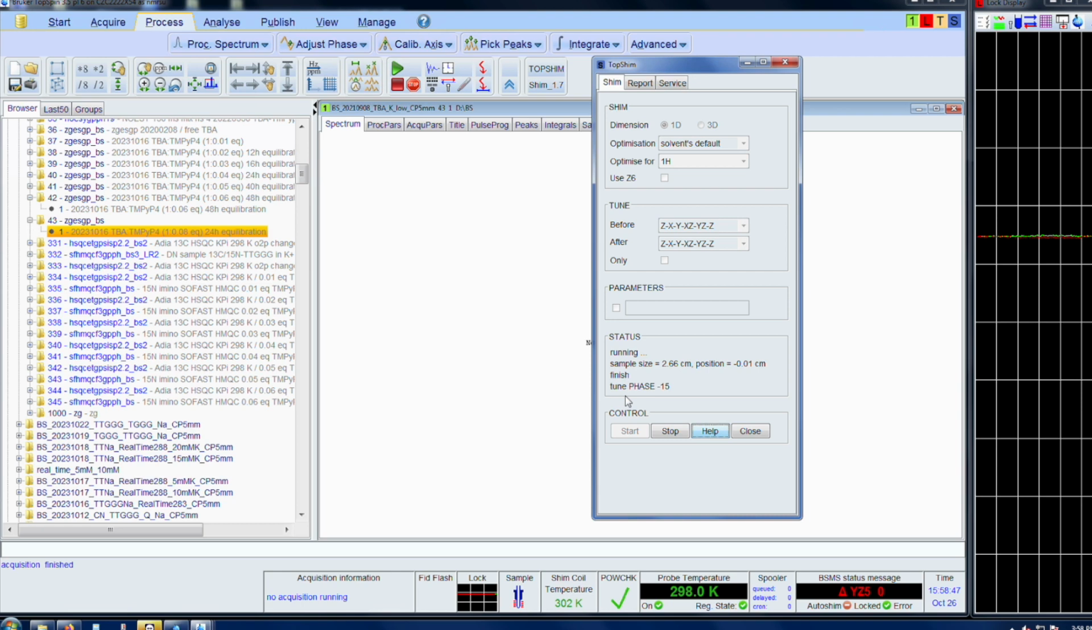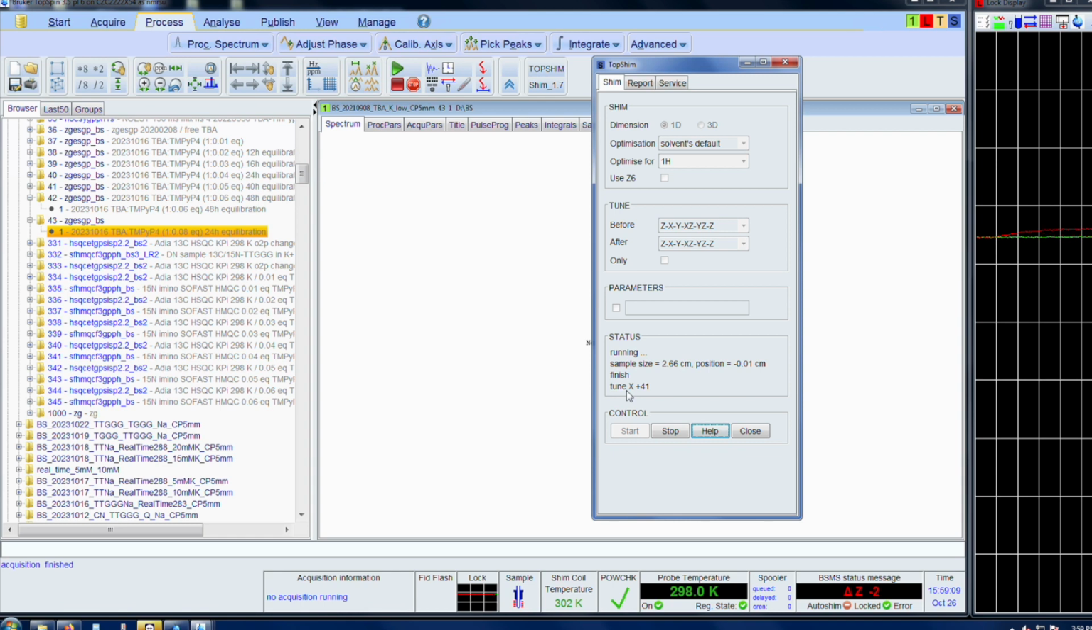So it's still going on, still trying to tune the phase again. Initially it tuned the phase, went to Z, did X, did Y, did XZ, did YZ, back to Z, and then once again it did the lock. So it keeps going back and forth. Once again, it's trying to do Z because all these shim coils are related to one another. A change in current in one coil will affect the current in the other coil.